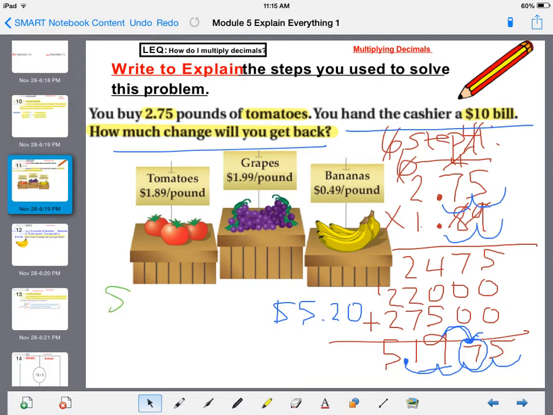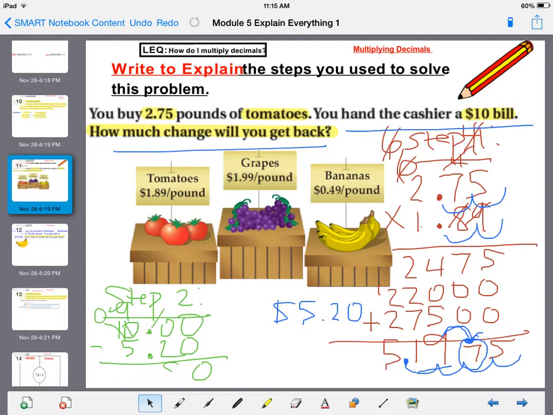So let's go ahead and work on step 2. We're going to subtract the $10 that we handed the cashier. We're going to make sure that we line up those decimal points minus the cost of the tomatoes, which is $5.20. We're going to go ahead and 0 minus 0, 0. We can't take 2 from 0. We tried to borrow from the guy next door, but we couldn't, but we tried. So this is a 0. This becomes a 9. He now becomes a 10.